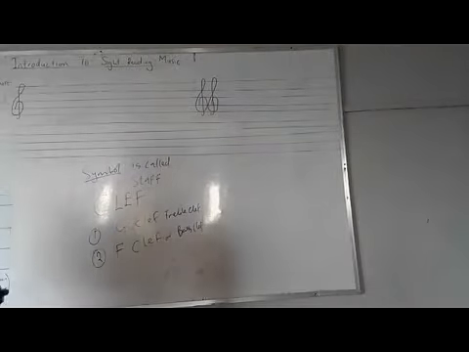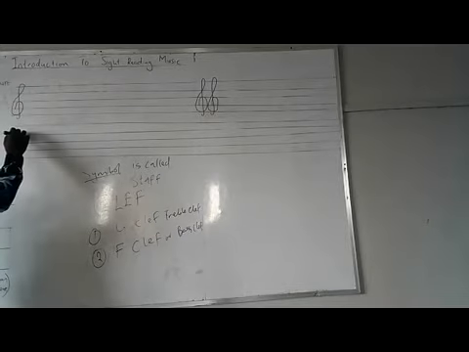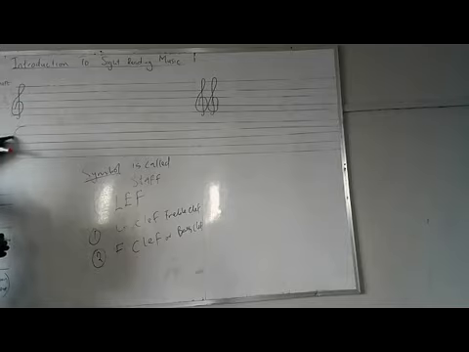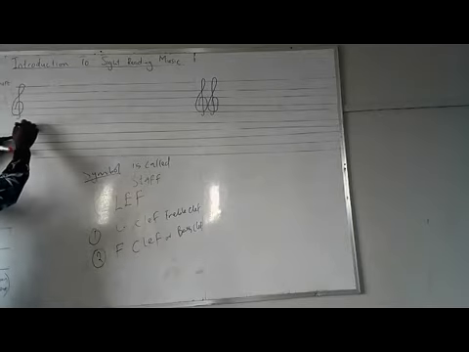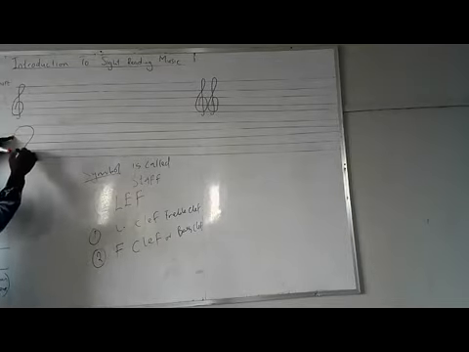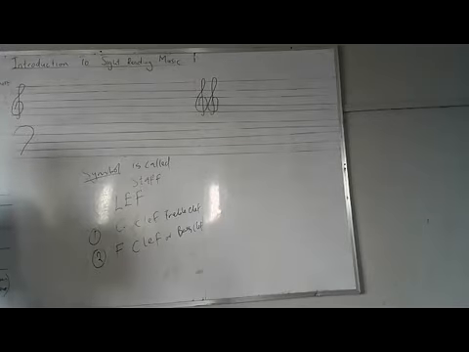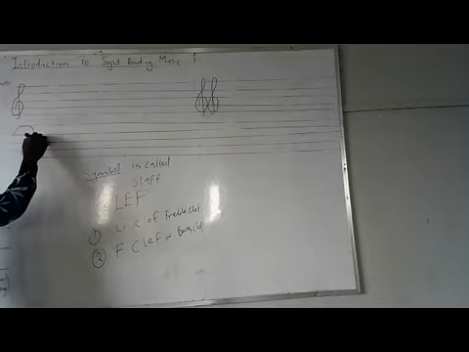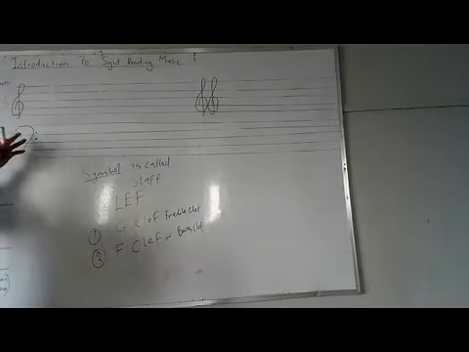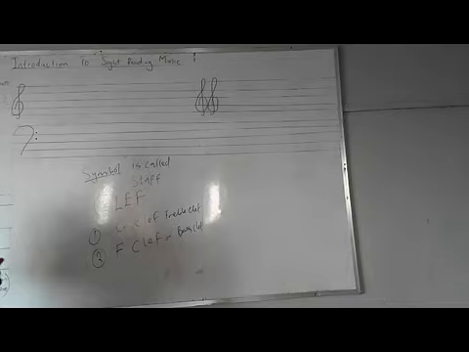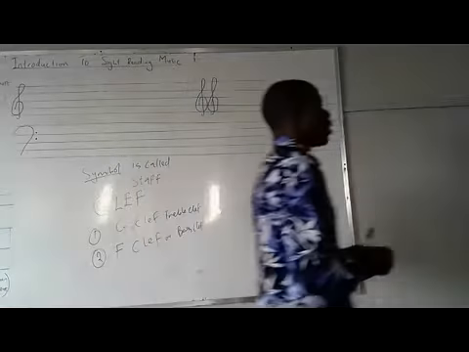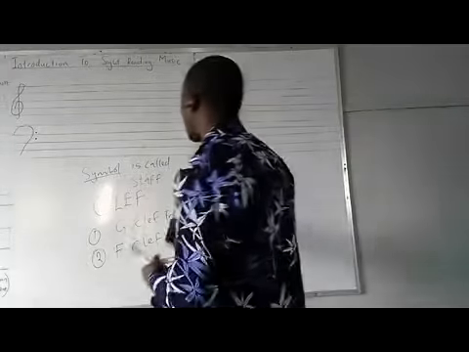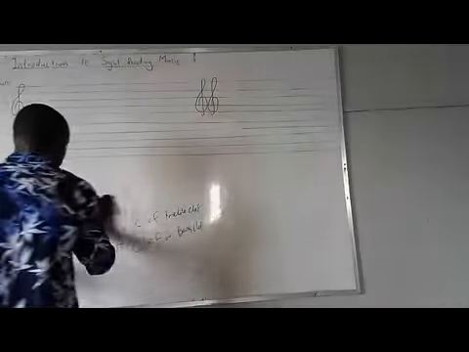Another clef symbol that I'm going to show you is this. We call it the F clef. You start drawing that one from here, from the 4th line. So this is the F clef, and you put 2 dots like this. So this is the F clef. So we have 2 types of clef. We have the treble clef and the bass clef.